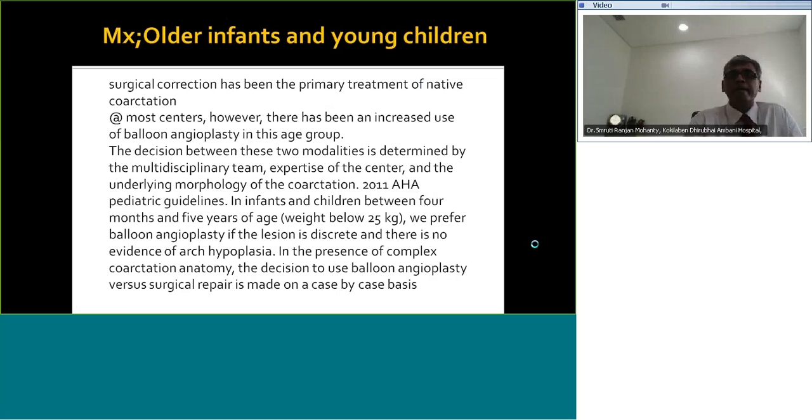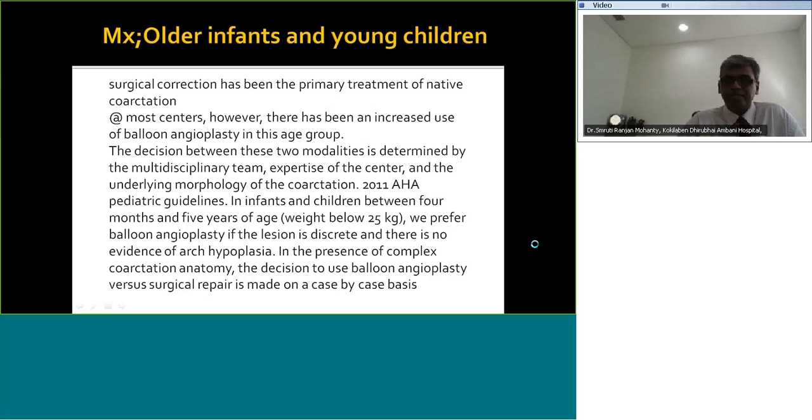Now, in older infants and young children, surgical correction has been the primary treatment of coarctation at most centers. However, there has been an increased use of balloon angioplasty in this age group. The decision between these two modalities is determined by the multidisciplinary team, the expertise of the center, and the underlying morphology of the coarctation. Now, in 2011, as per the AHA pediatric guidelines, treatment of coarctation requires surgery.